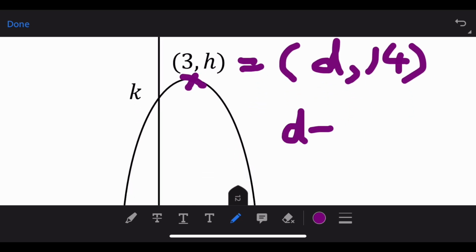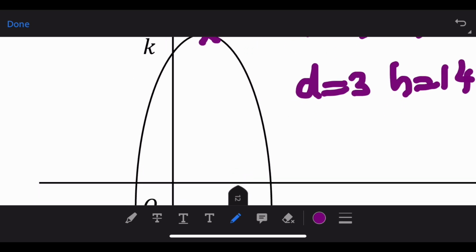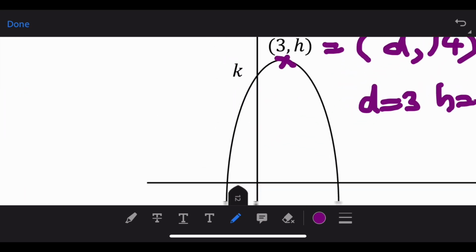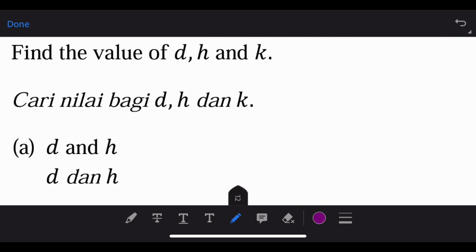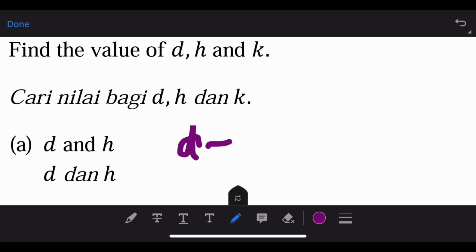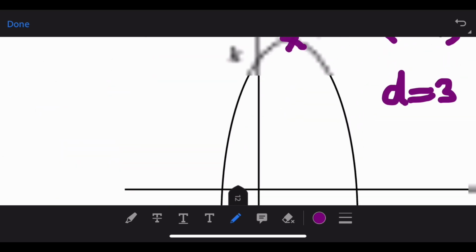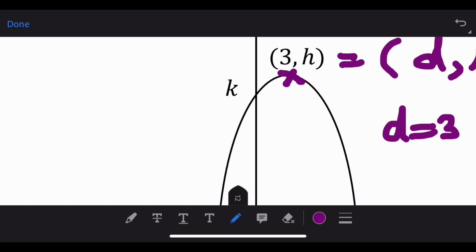So you can see d is equal to 3 and h is the y value. The last number is always the y value. So with that, you can solve it easily: d equals 3 and h equals 14. So this question is actually about the concept. You have to memorize the concept.